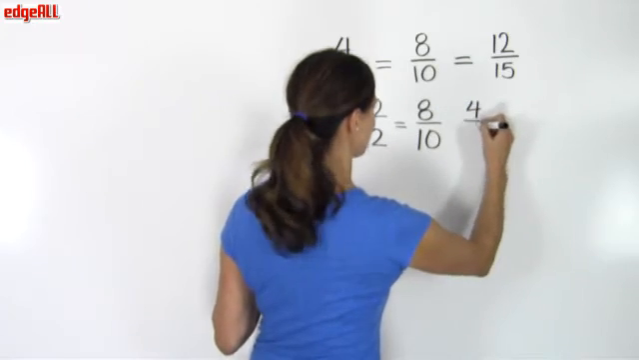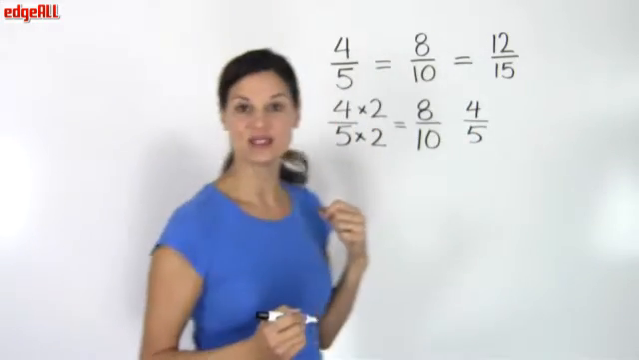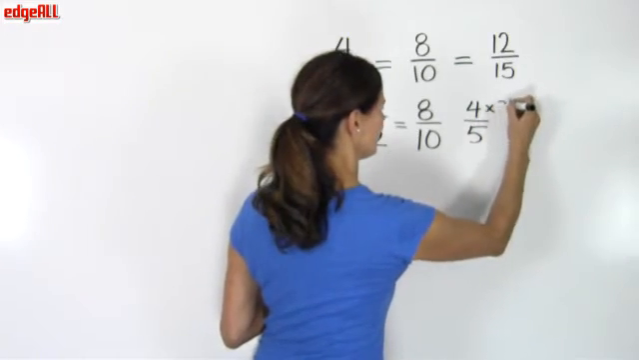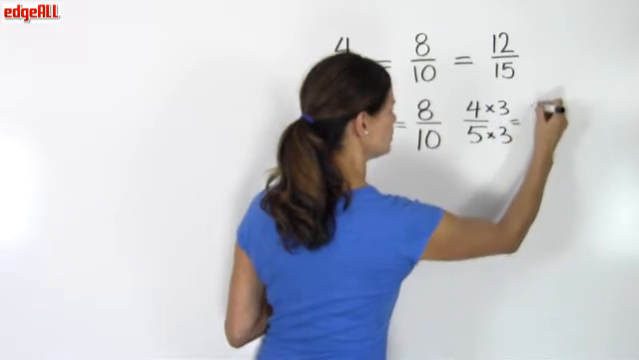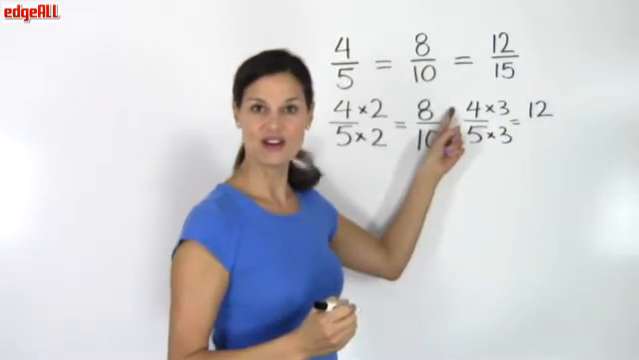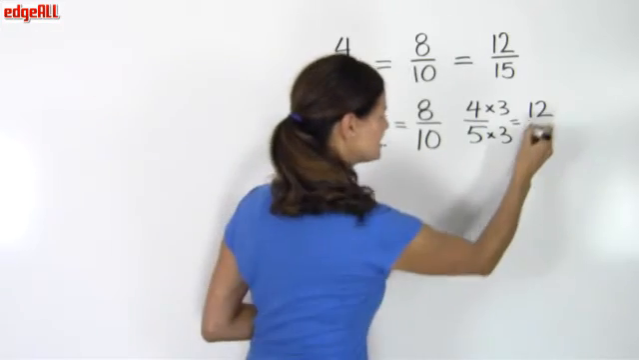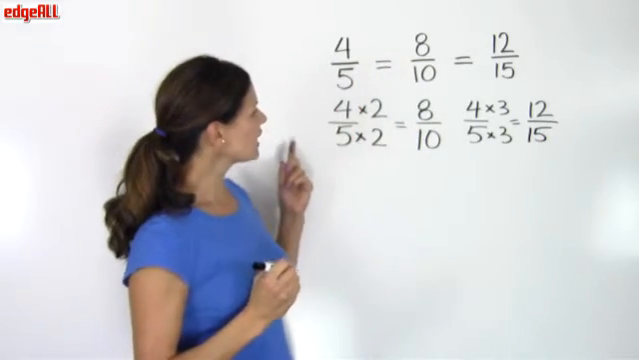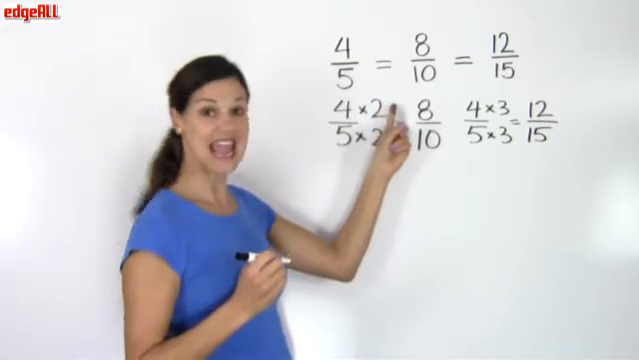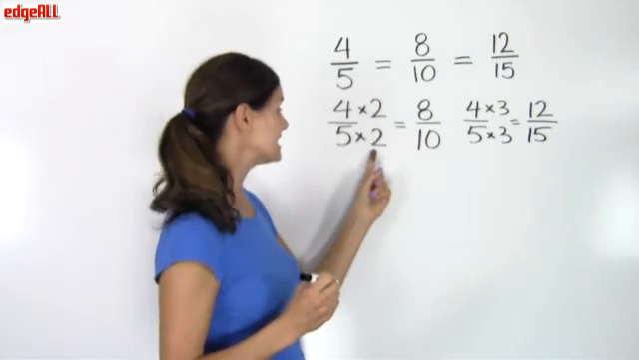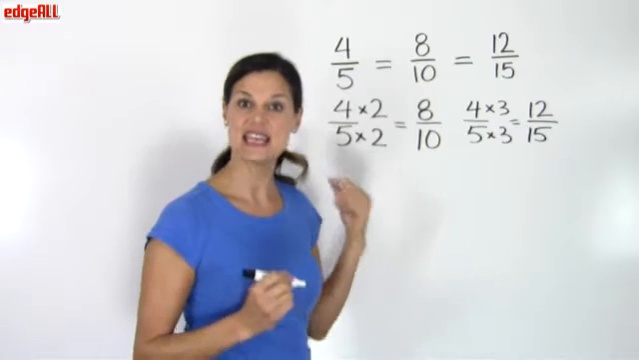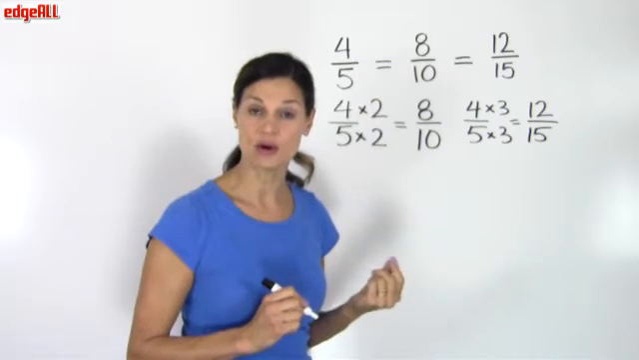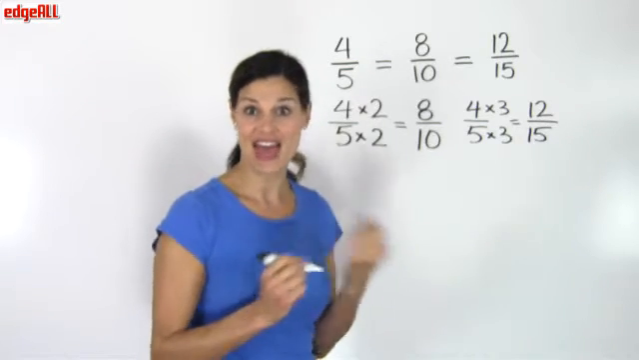Similarly, if I have my 4/5 here, and I multiply both my numerator and my denominator by 3, I will have 12 in my numerator. 4 times 3 equals 12, and 5 times 3 equals 15 in my denominator. This works because a fraction with the same number in the numerator as in the denominator is equal to 1. And anytime we multiply or divide a number by 1, it just stays that number.